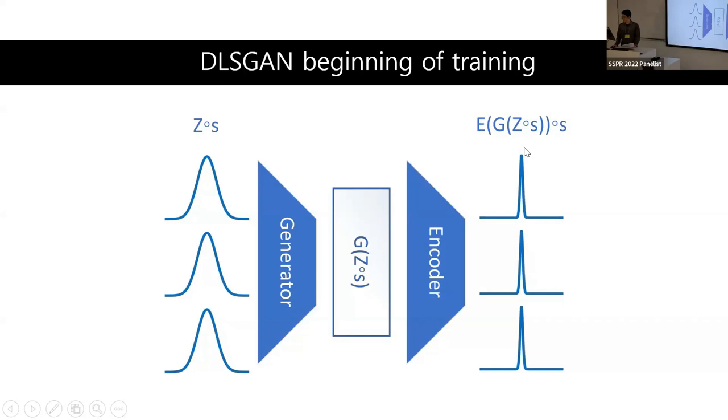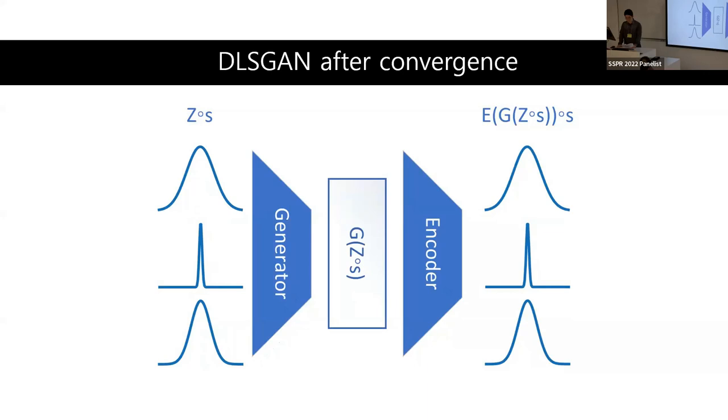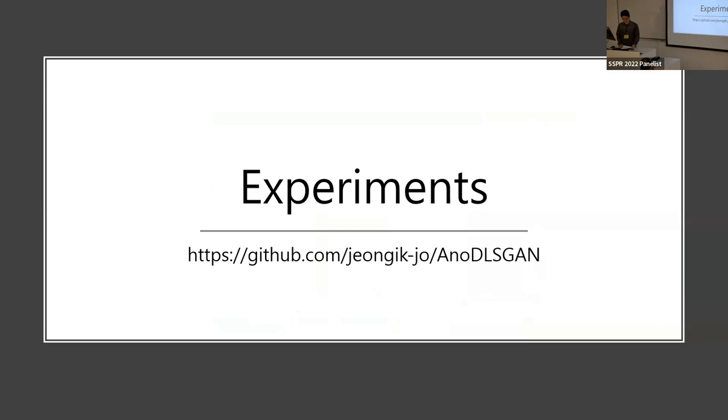This figure shows DLSGAN after convergence. In this figure, the scaled latent random variable and the scaled encoder output have the same distribution, and it is the optimal entropy to represent the ID data distribution. Now I'll show the results of the AnoDLSGAN experiment.